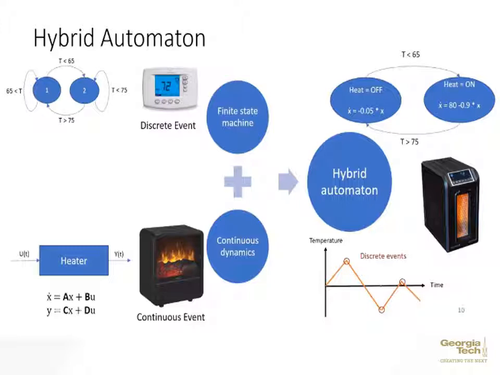A continuous event, here continuous dynamics, is like a heater, where you pass in a temperature and it's continuously heating, and it doesn't have any states defined. So a finite state machine plus continuous dynamics leads to a hybrid automaton. You can see here, when both are combined, when the temperature is lesser than 65, the heat turns on, and when the temperature is greater than 75, it goes back to turning the heat off. So the finite state machine and continuous dynamics together make up a hybrid automaton.